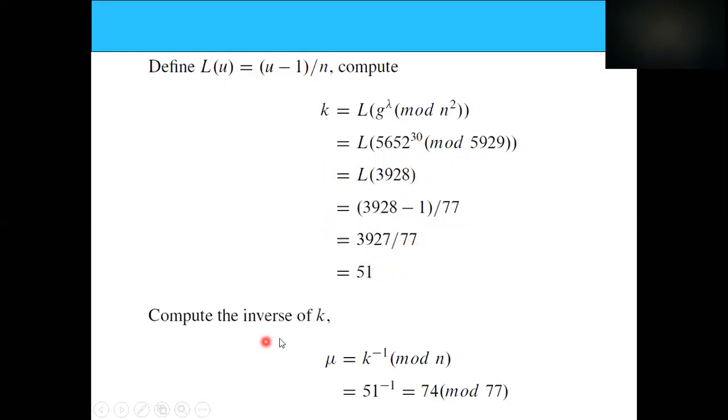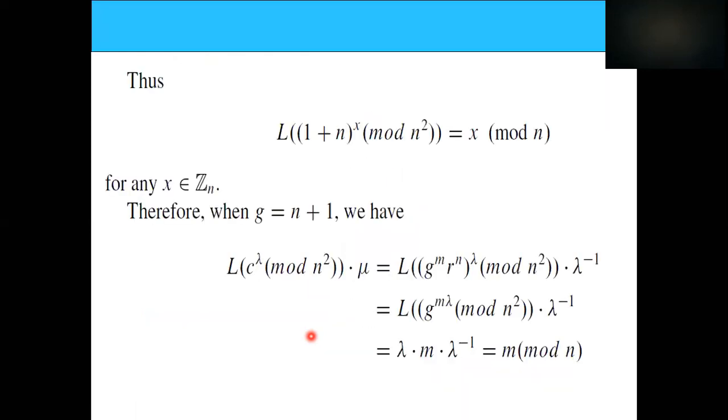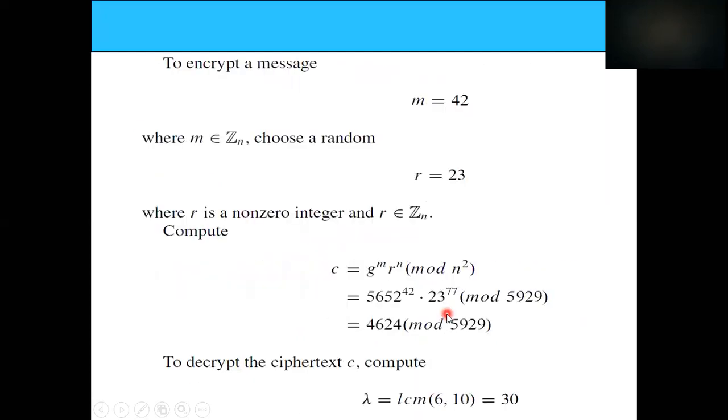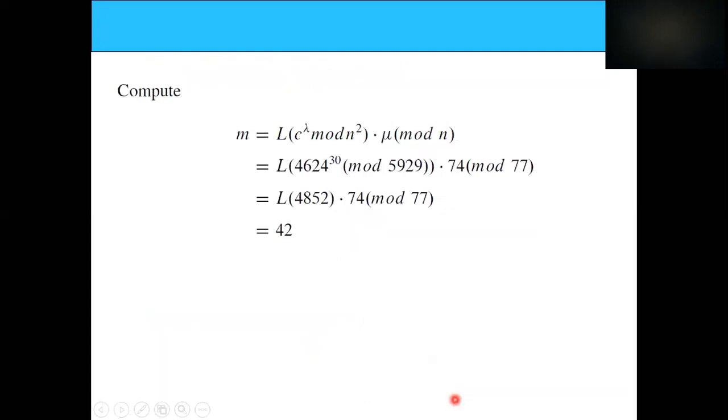So compute the inverse of k. Why would I like to calculate the inverse of k? Because if you look over here, I also need the inverse of this lambda, and I call it mu, so I have to calculate k's inverse. So the inverse of 51 under mod 77 is 74.